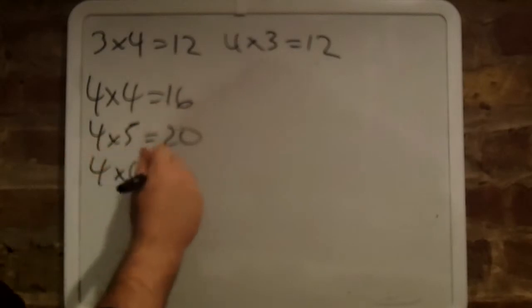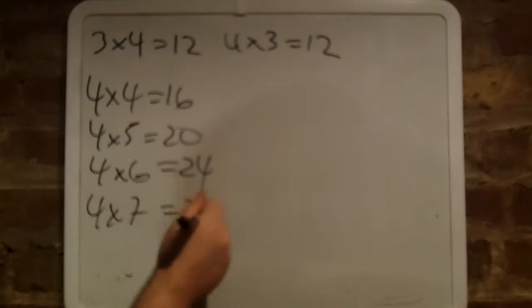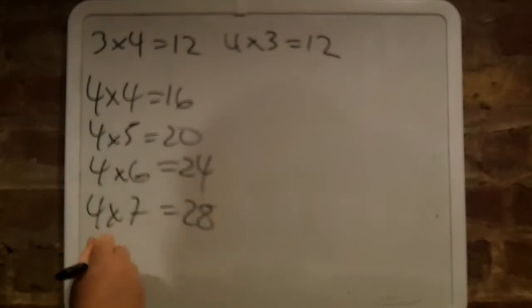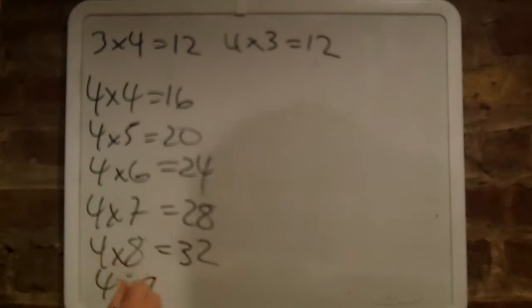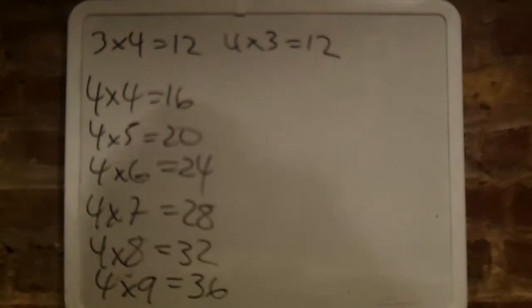4 times 6 is 24, 4 times 7 is 28, 4 times 8 is 32, and 4 times 9 is 36. To learn these, you can either just look at the table or have someone read out to you, 4 times 4 is what, and then supply the answer. You can make flashcards. Either way is fine.